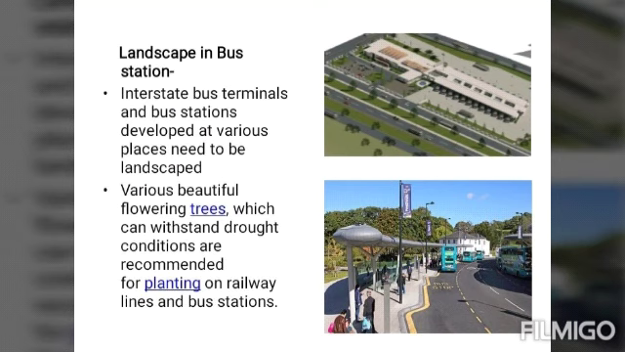In the second picture, you can see there are buses, and there is a place where people are waiting for the bus, and just behind that you can see so many green trees. So this is really, really important. Always remember, we all know that buses also pollute the air because of the smoke that comes out of them. So that's why landscaping is really important in the bus station.